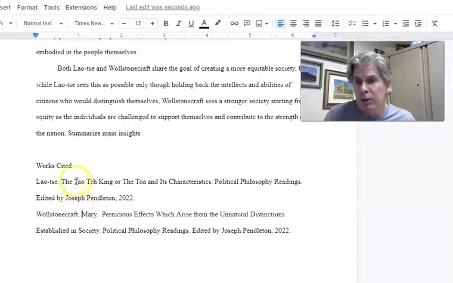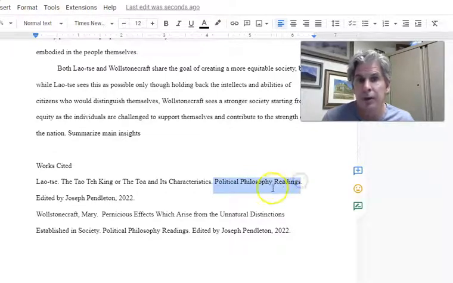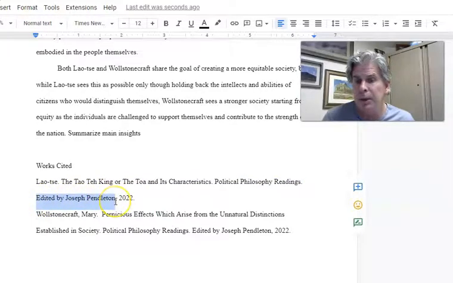And the only distinctions will be the author, obviously, and then the title of the individual reading. The title of the source, the book, or the PDF, is the same. And just really quickly on this, works cited comes first, then the author's name, here's the order of it. Author, the essay itself, and then the title of the book, or PDF, is Political Philosophy Readings. And then I'm going to ask you to put in edited by Joseph Pendleton, because the books you're going to be citing in the future are going to have an editor or a translator. It comes after the title of the book.